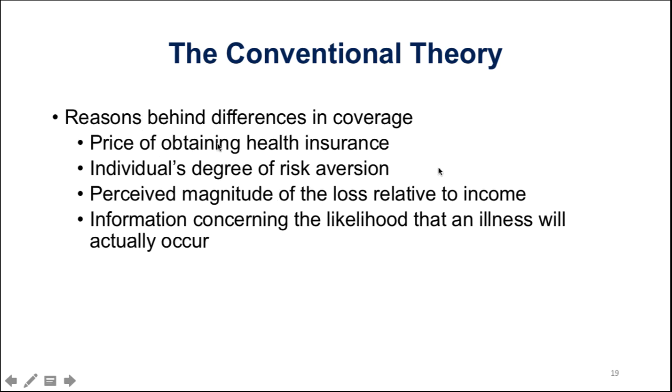So in the conventional theory, the reasons behind the differences in coverage are the price of obtaining health insurance, individual degree of risk aversion, the perceived magnitude of the loss relative to income, and information concerning the likelihood that an illness will actually occur. All this available information helps you determine what type of health insurance you want, whether you are a top 5% frequent user and how often you want to use it, based on the price of the insurance and, of course, the individual degree of risk aversion.